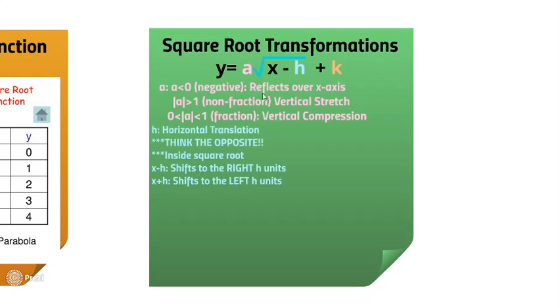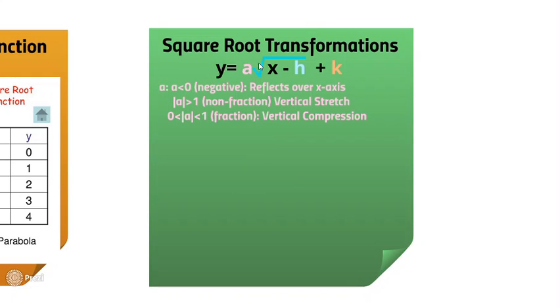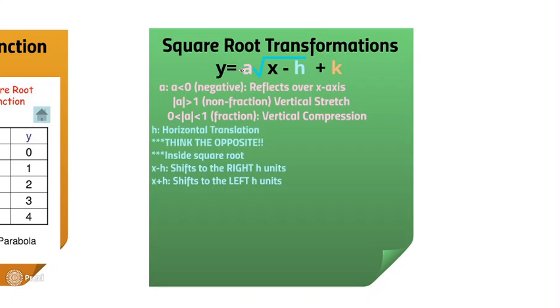Okay? And the a value is also the number right in front of the square root and right after the equal sign. Now the h value is the number that is added or subtracted to the x inside the square root. And don't forget, you have to think the opposite with the h value. Okay, so if it's x minus h, I know that you're tempted to say it goes to the left because we're going negative, but it actually will go to the right.